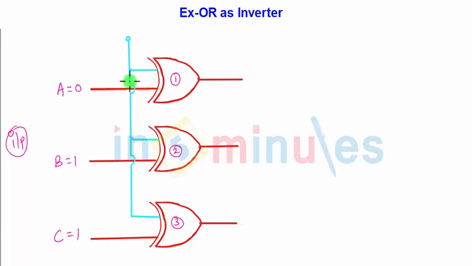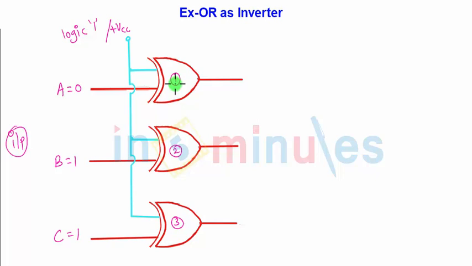Each is a 2-input, single-output XOR gate, of which one input is given to the data input, that is nothing but A, B, C, and the second input for each one is connected to plus VCC, or you can call it logic high level. Strictly, one of the inputs is connected to logic 1.